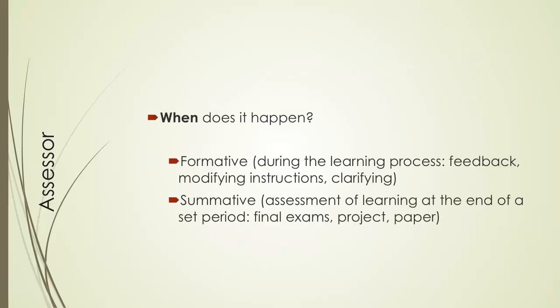When does it happen? Formative evaluation occurs during the feedback process. Examples are feedback, modifying instructions, or clarifying. Summative evaluation is assessment of learning at the end of a set period. Examples are final exams, projects, or papers.